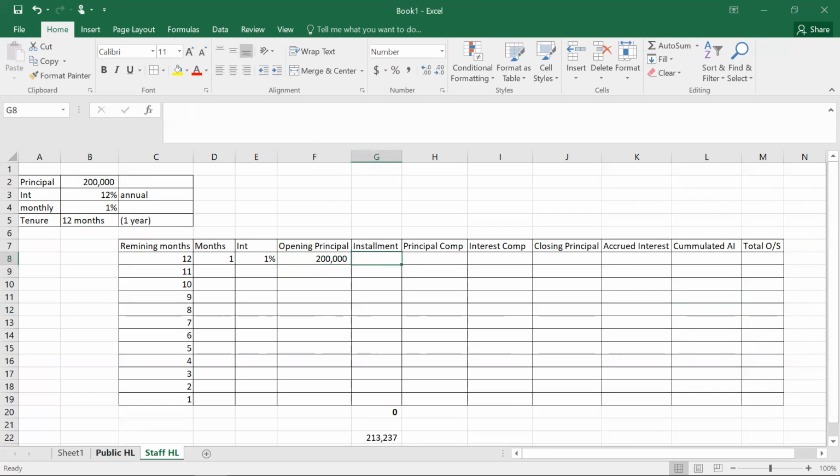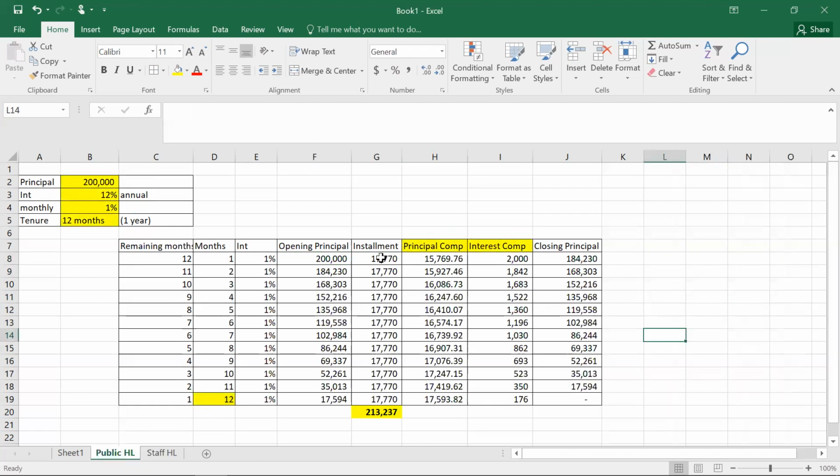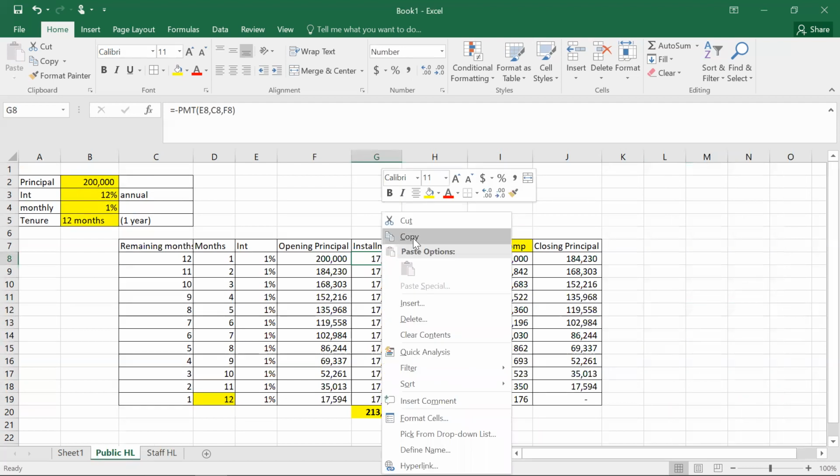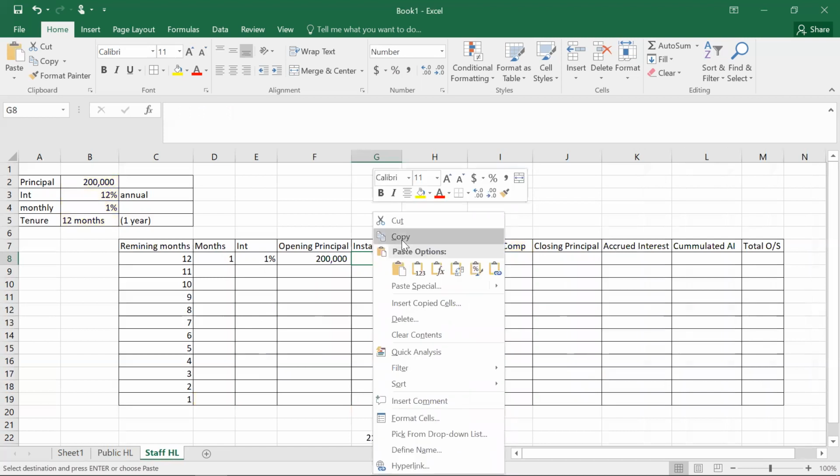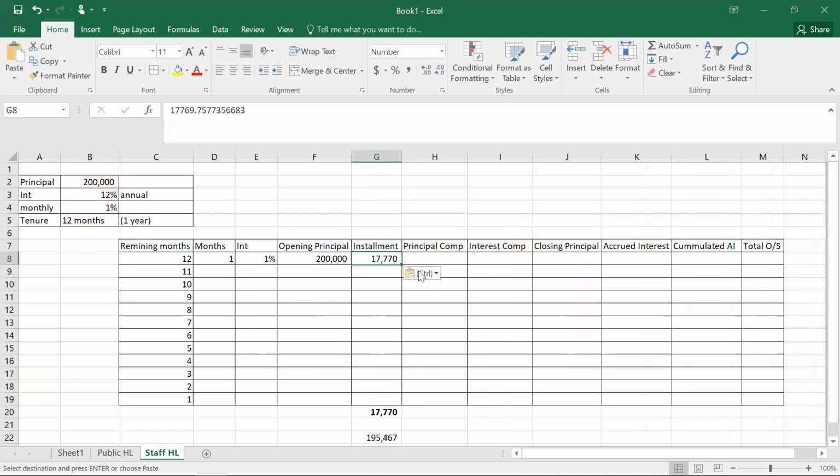Installment, again. What we will do is take the same installment, but we will not calculate. We will take the amount here, the same amount, so that we can compare apples to apples.